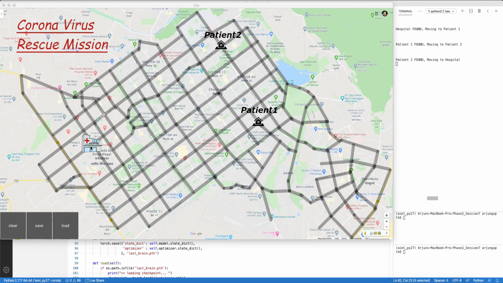So the goal where the van has to go is also defined. We have given the coordinates of patient one, patient two, and the hospital, and the car knows what the car location is. Whenever it gets closest to its goal, it gets a positive reward. So that was the second point.